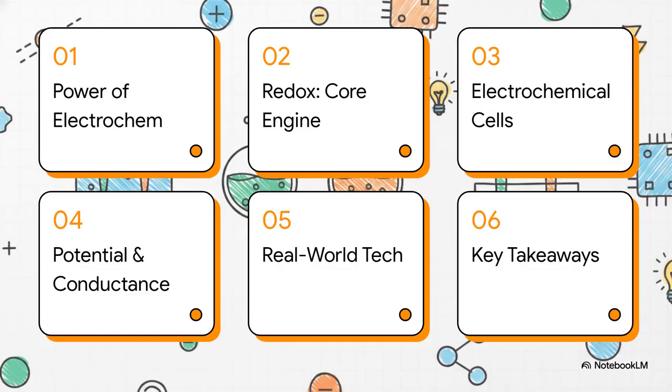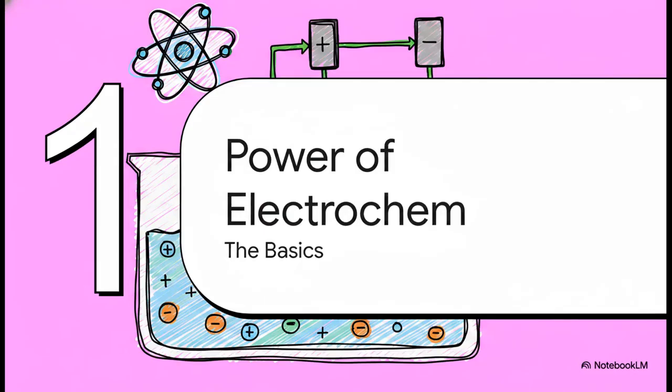We've got a lot of fascinating ground to cover, so here's our quick roadmap. We'll start with the power of electrochemistry, then look at redox as the core engine. Next, we'll step inside electrochemical cells, followed by calculating potential and conductance. Then we'll see how this plays out in real-world tech and corrosion, and finally wrap up with some key takeaways and tips.